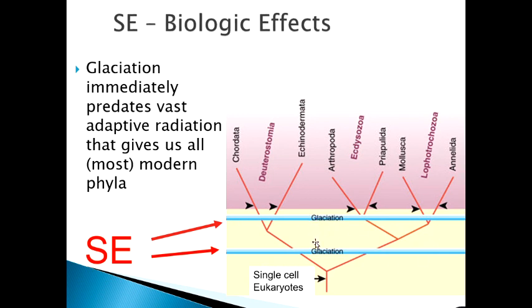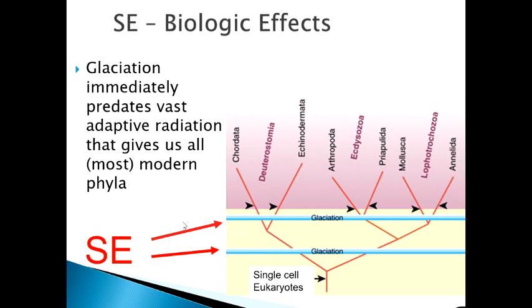Prior to this, boom, almost all life is single cells. After the last snowball Earth, we suddenly get basically modern life: chordates like us, deuterostomes, echinoderms, arthropods like insects and lobsters and crabs, mollusks like clams and snails, lophotrochozoans, bryozoans, annelid worms. We start to get more modern life right after.